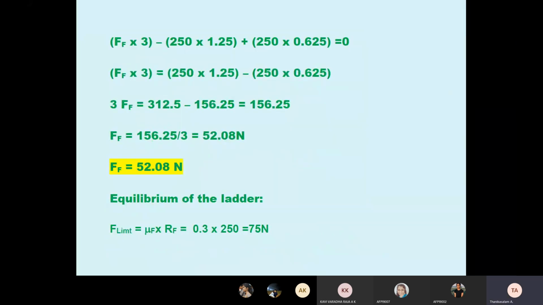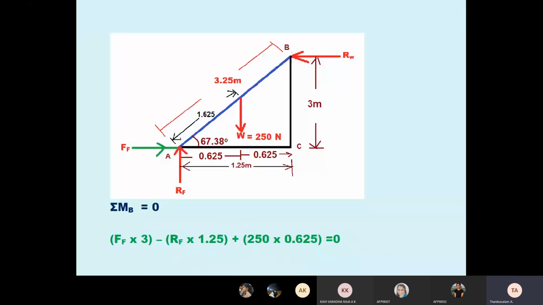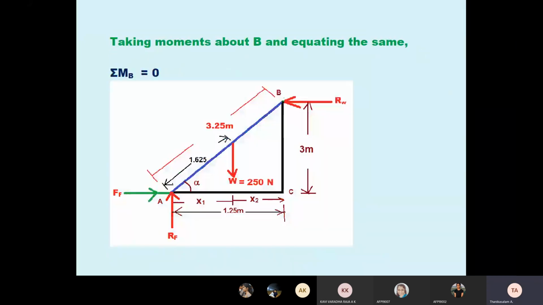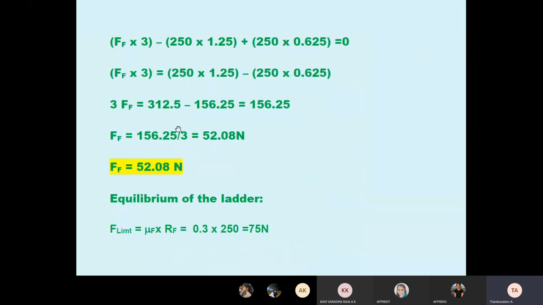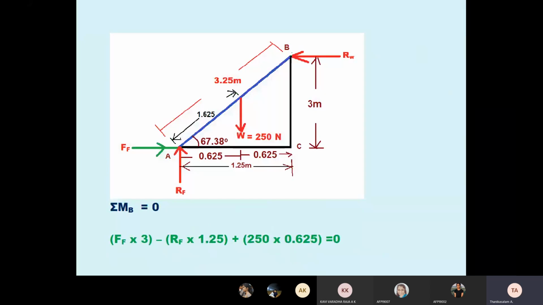FF, we know W, no, RF how much? Already RF calculated. Here RF how much? 250. Therefore, 250 into 1.25. Then 250 into 0.625, the weight distance is 0.625. So after simplification, you will get FF equals 52.08 Newton. Understand? See here, moment only. See how do you take moment? Reference point B here. Here our 250 is here. What is the horizontal distance?